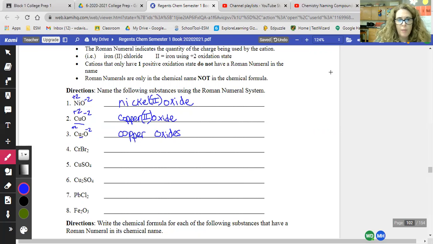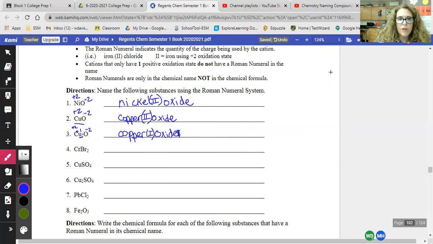But I have 2 coppers that have to total up to positive 2. So each copper must be a plus 1, right? 2 positive 1s is equal to positive 2. So then this is copper Roman numeral 1, not oxides plural, sorry guys. Copper, and then this would be Roman numeral 1 oxide.